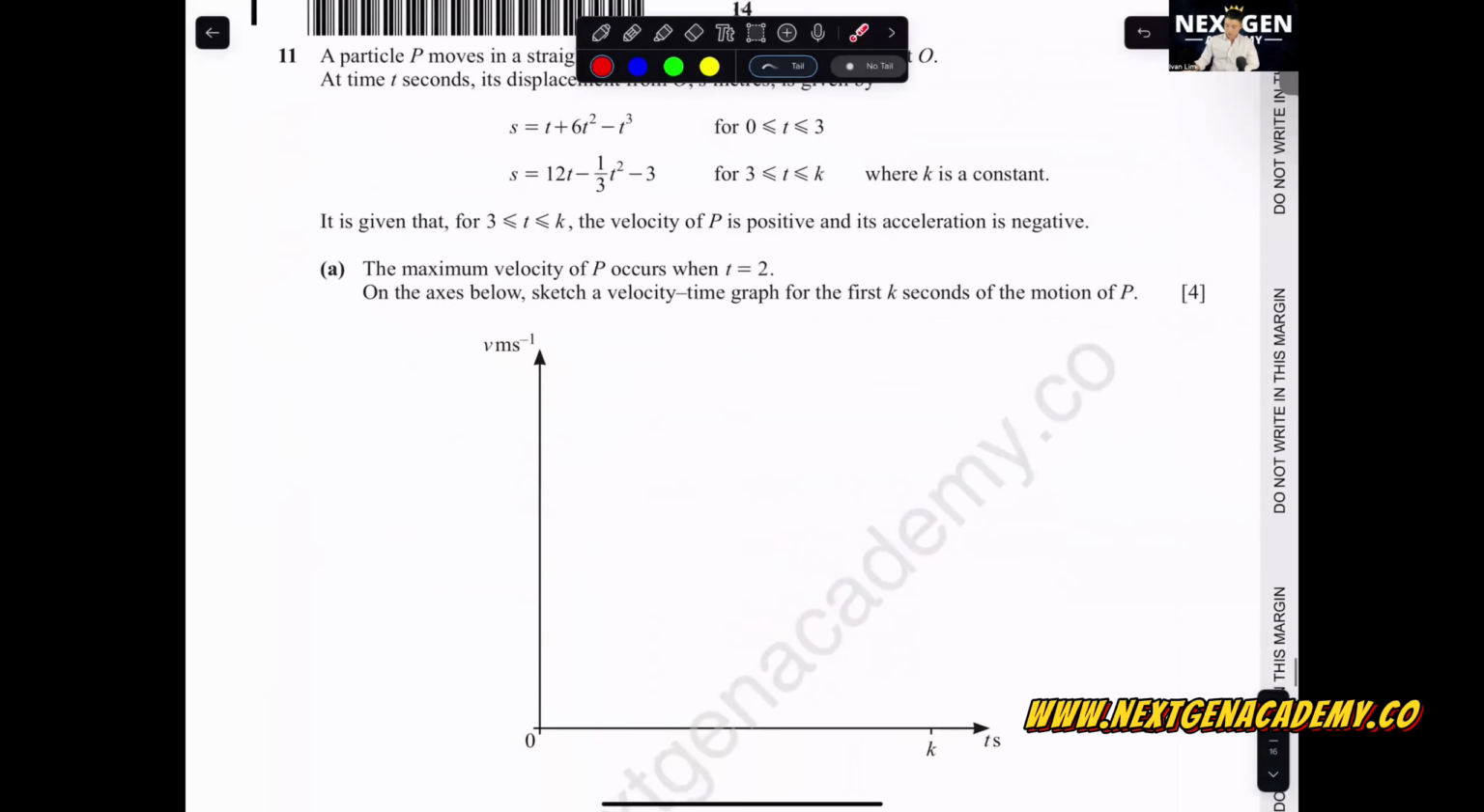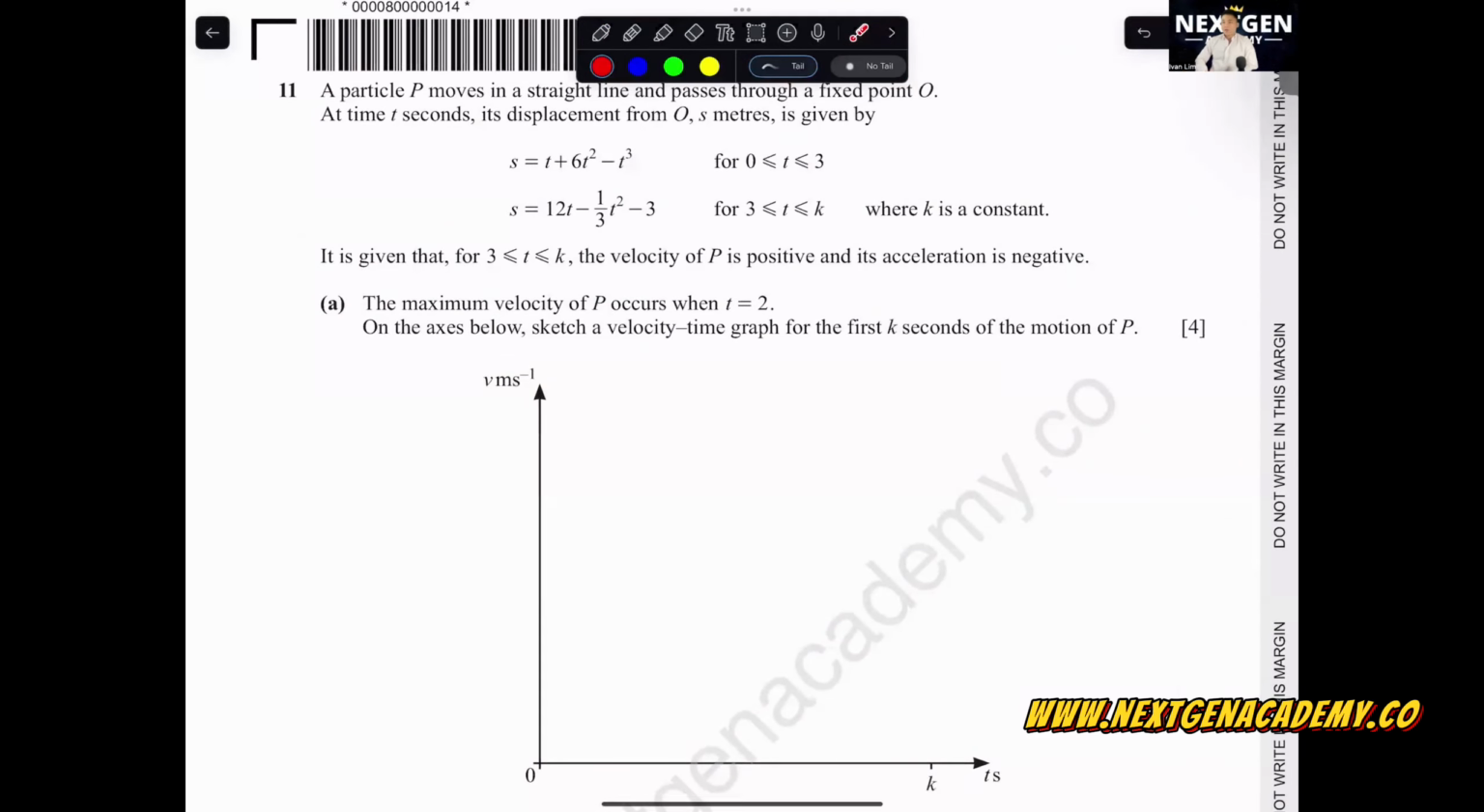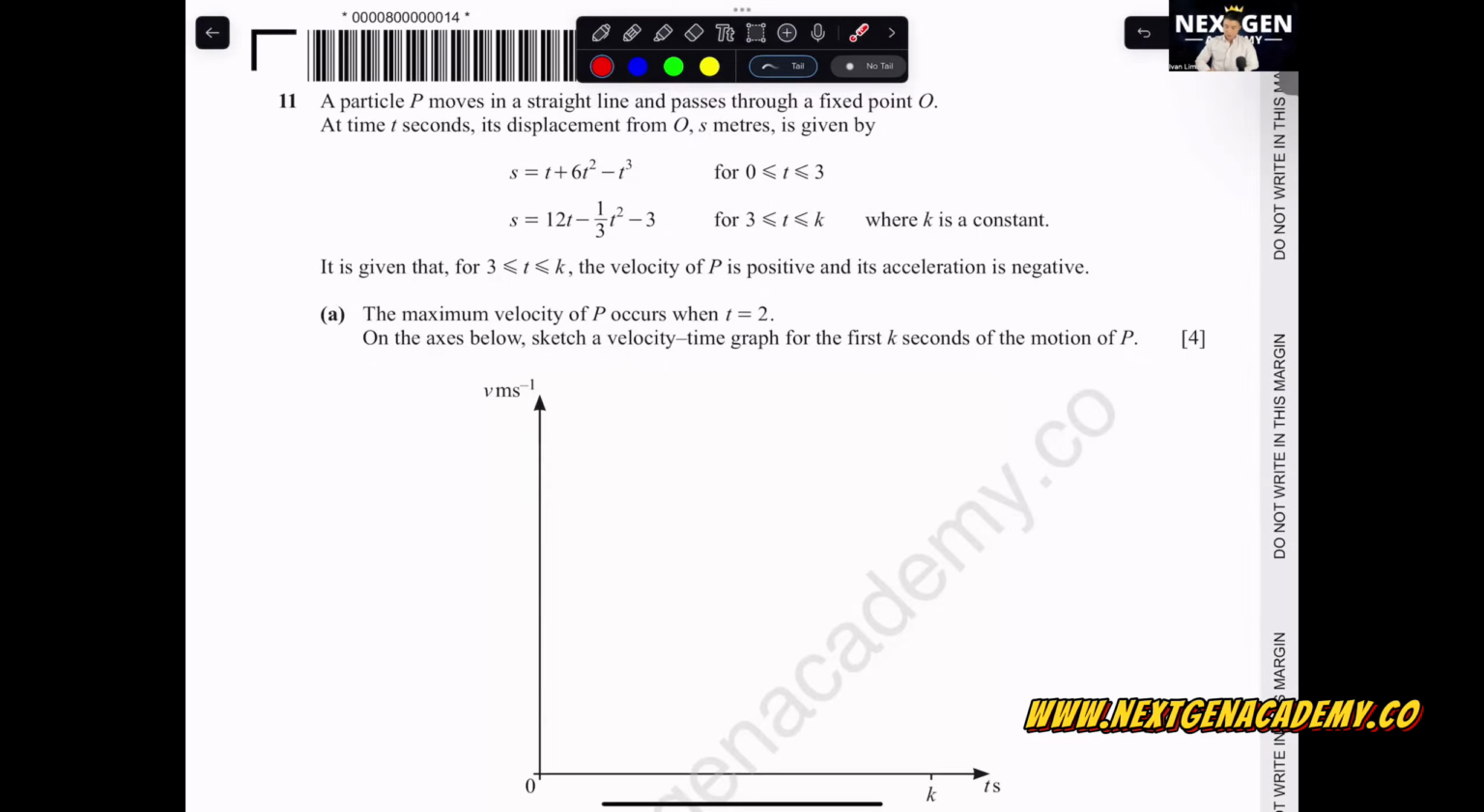All right, question 11. Just now, a lot of you also asked this one. How do we do this? A particle P moves in a straight line and passes through a fixed point. At time t seconds, its displacement from O, s meters, is given by these two. Okay, so we got two different types of movement here. The first 3 seconds is t plus 6t squared minus t cubed. Then from the third second to k seconds is 12t minus 1 over 3t squared minus 3.